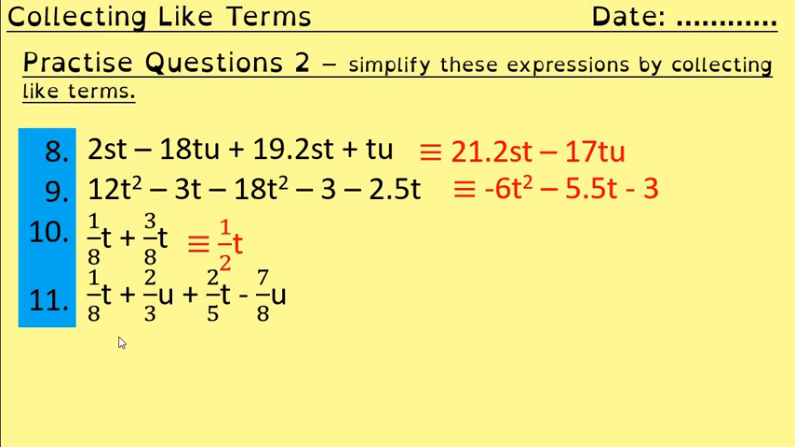And then over here we do need to recap our adding fractions and subtracting fractions. Our like terms would be 1/8 t and positive 2/5 t. So we needed to add 1/8 and 2/5 for the t's. And then for the u's, we've got positive 2/3 u and negative 7/8 u. So we needed to do 2/3 subtract 7/8 to get the coefficient for u. So you should end up with 21 over 40t minus 5 over 24u.